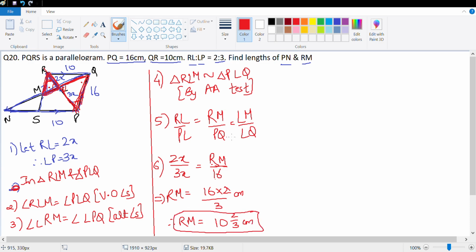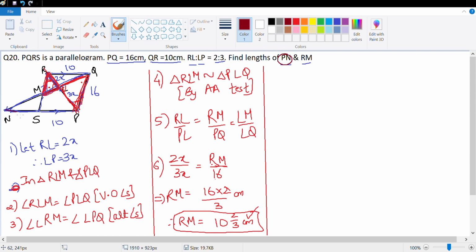Let me just confirm if my answer is correct because this seems to be slightly odd. Yeah, the answer is correct. Perfect. So this is 10 2 by 3 centimeter. Done. Let's look at the next part of the question. This time I need to find PN.